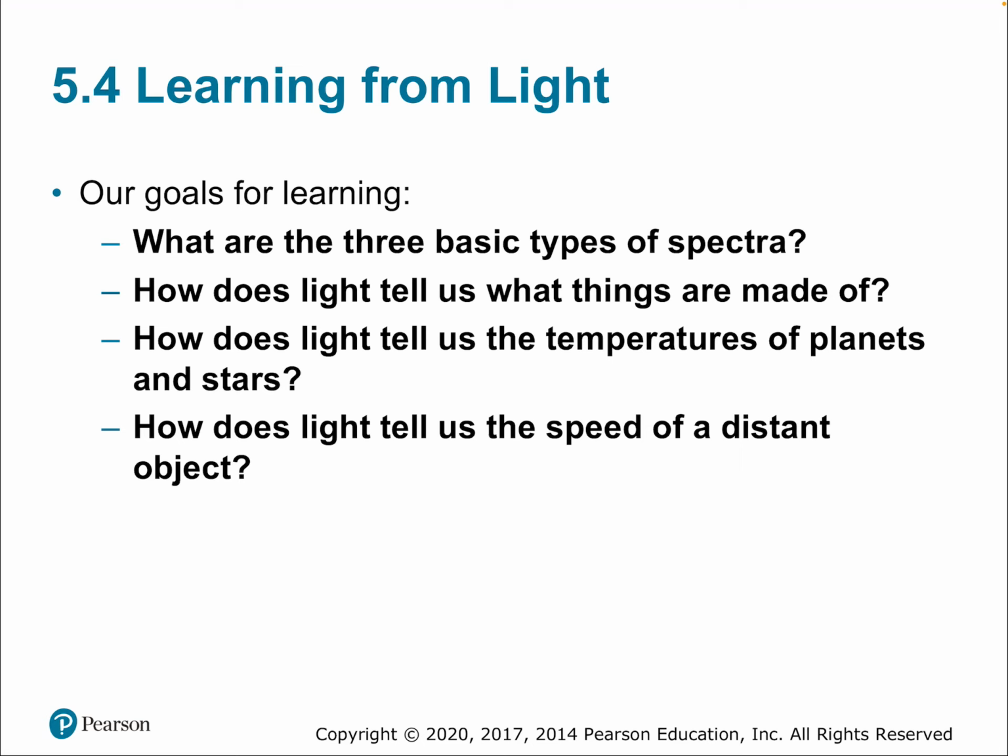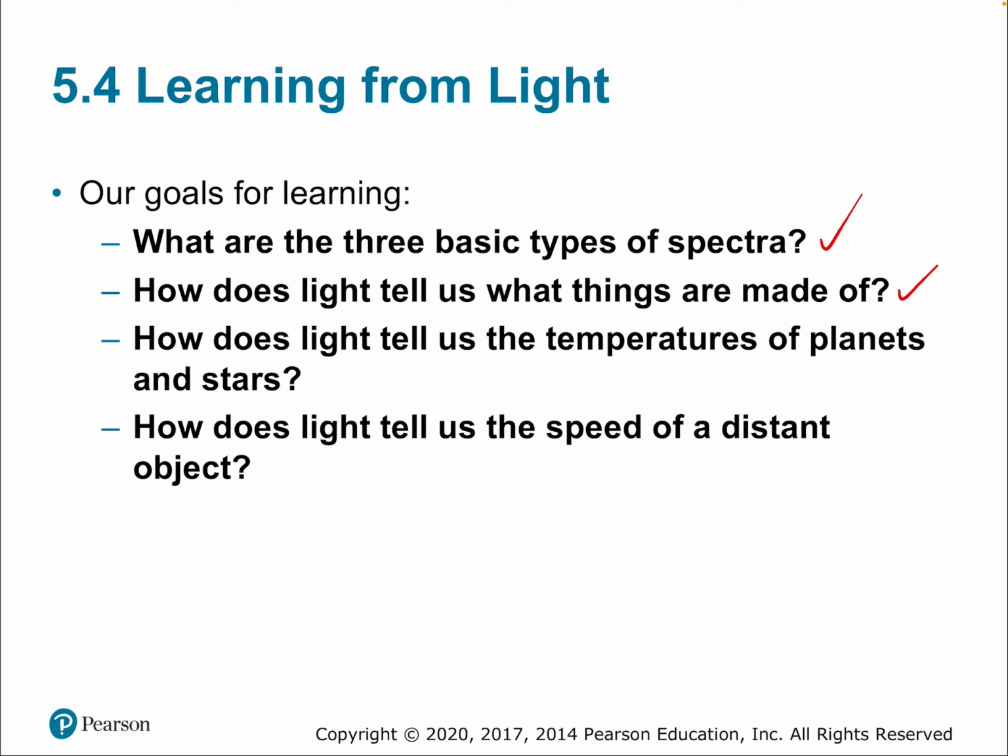So we'll lay some groundwork and tie all these things together, and let's look at the questions that we're going to be answering. One of those is, what are the three basic types of spectra? Next, how does light tell us what things are made of? See, that's an important one. That's going to get to those energy levels inside the electron.